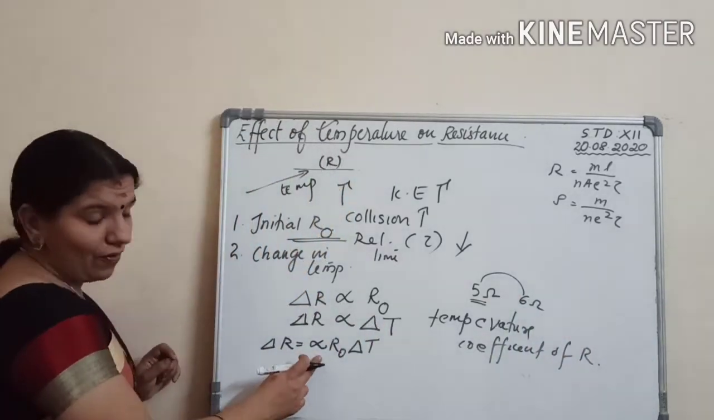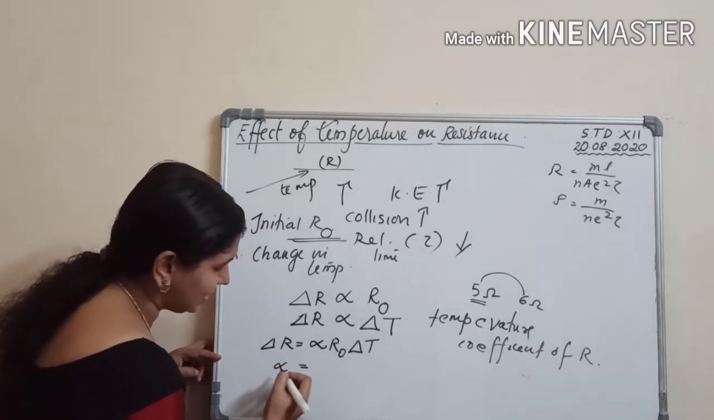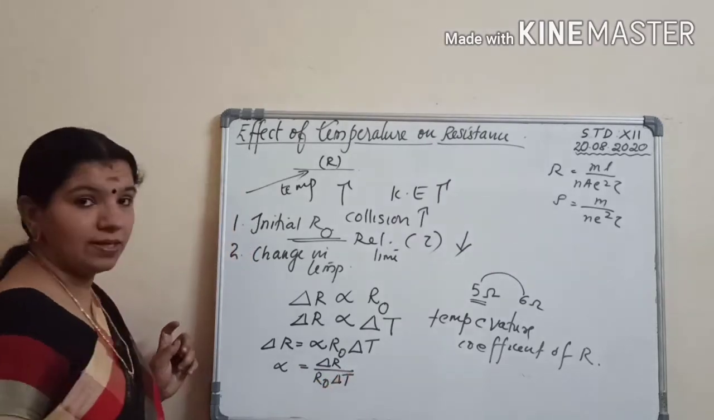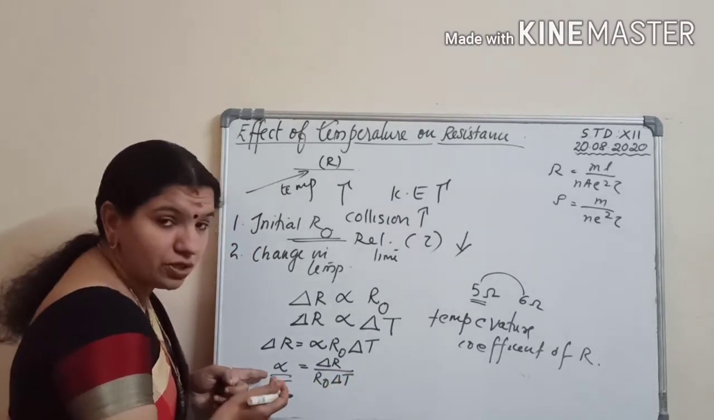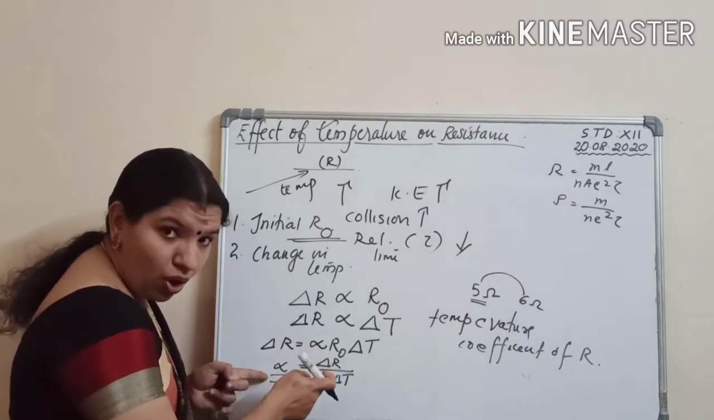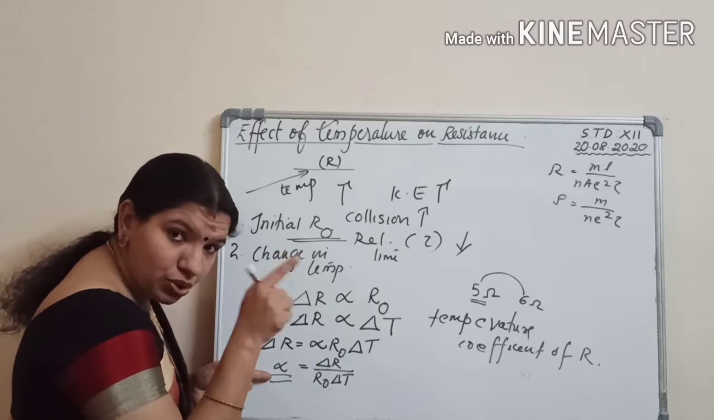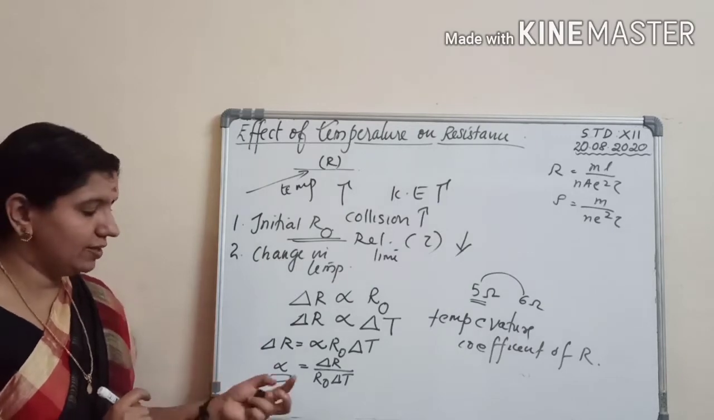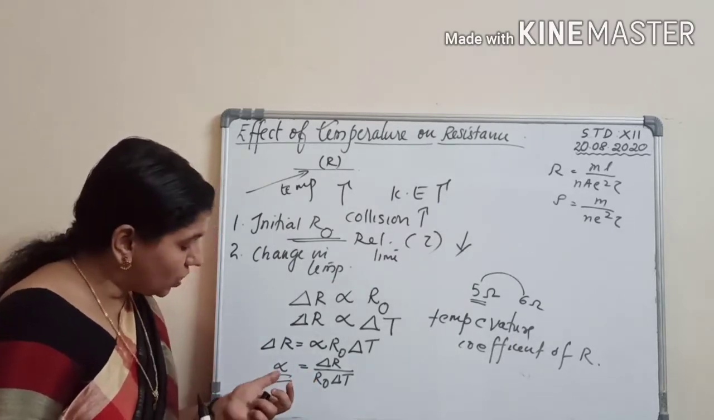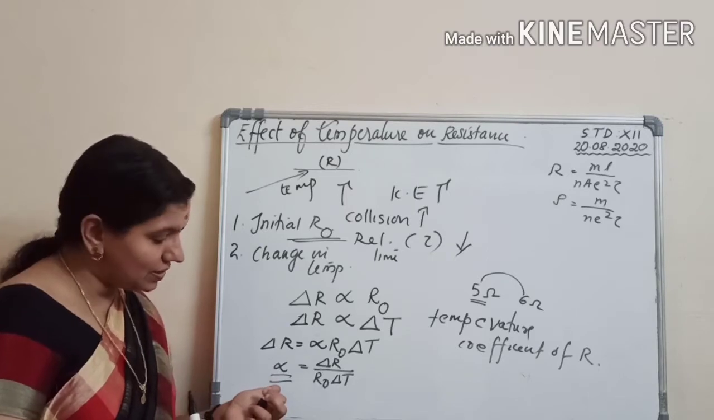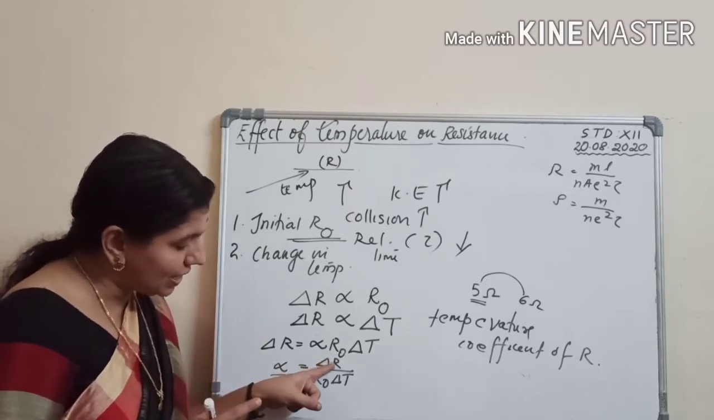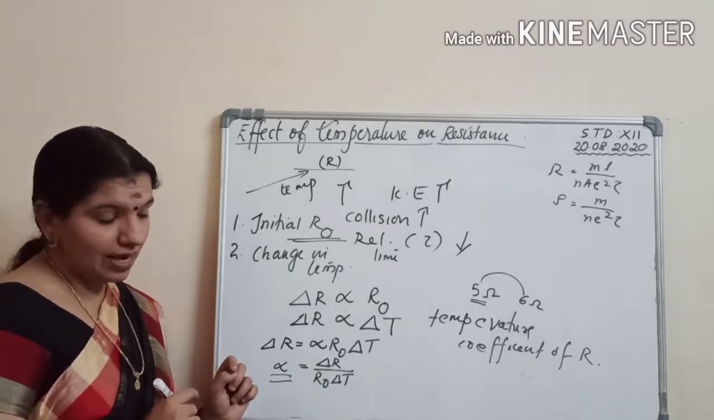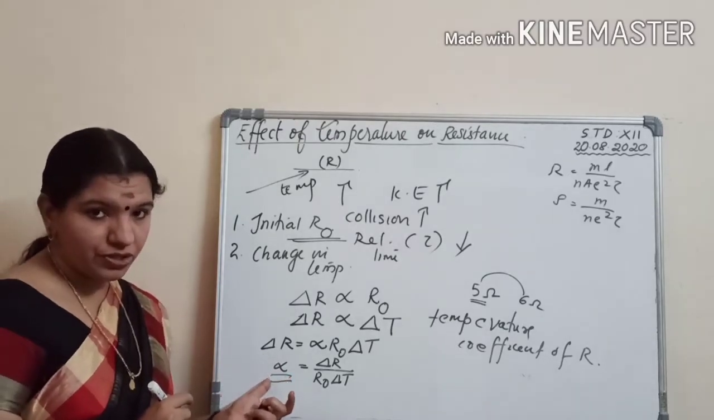Okay. So how to define alpha? I can write alpha as delta R by R0 delta T. So what does it mean? Temperature coefficient of resistance is actually the ratio of what? The change in resistance to the original resistance as well as the unit rise in temperature, with respect to this equation I am defining. So alpha, the temperature coefficient of resistance, is the ratio of change in resistance to the original resistance and unit increase in temperature. Understand? So that is all about temperature coefficient of resistance.